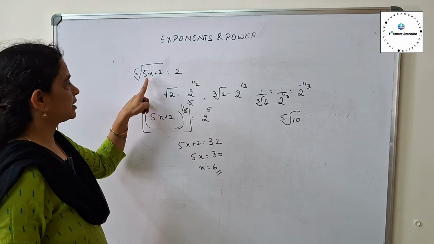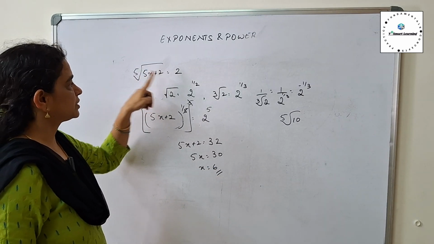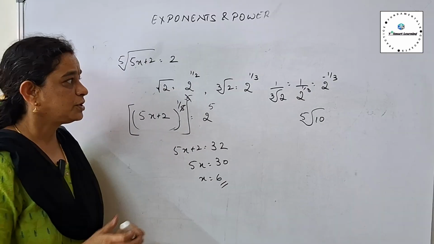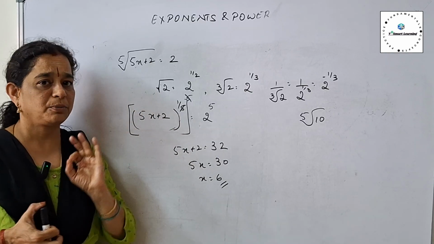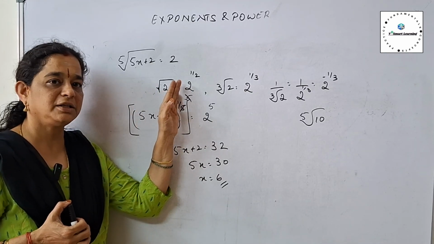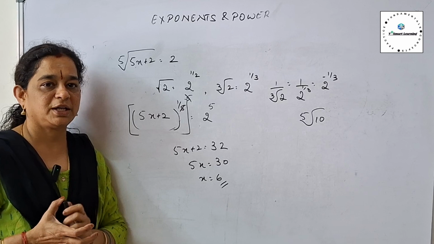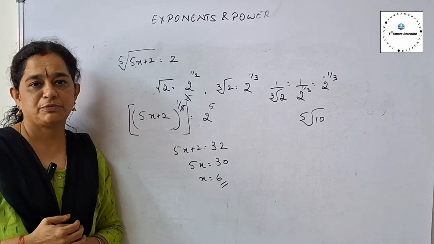So when you put x as 6, the fifth root of this expression, you get 2. Such problems are very easy and simple. You have to only raise it to the appropriate power so that you eliminate the exponent and get the value of x. We'll do a couple more problems.